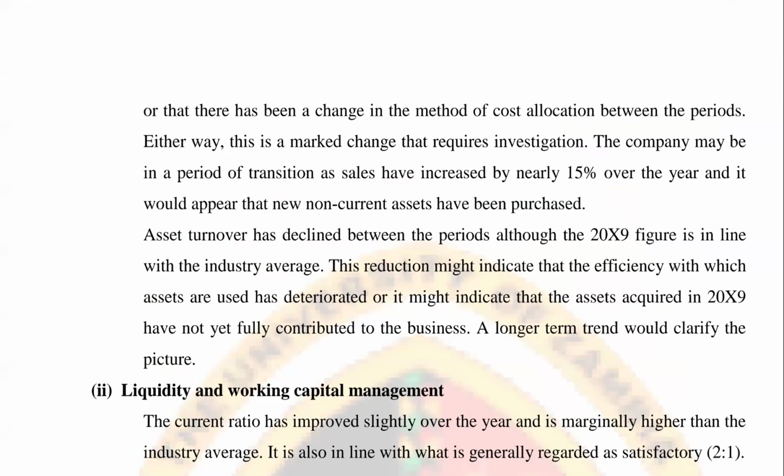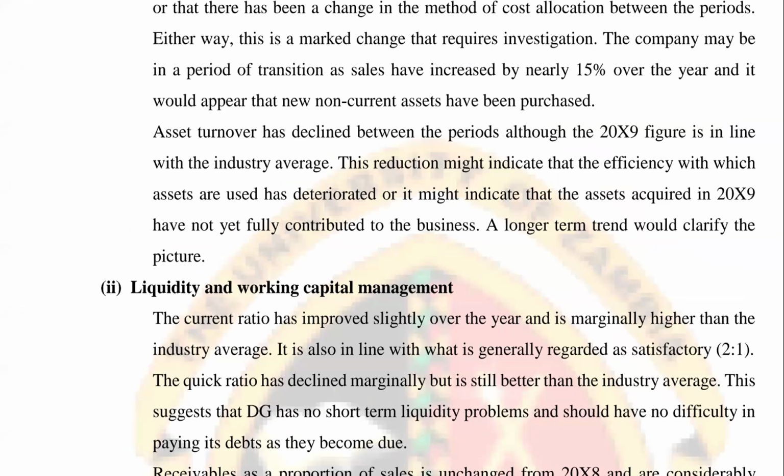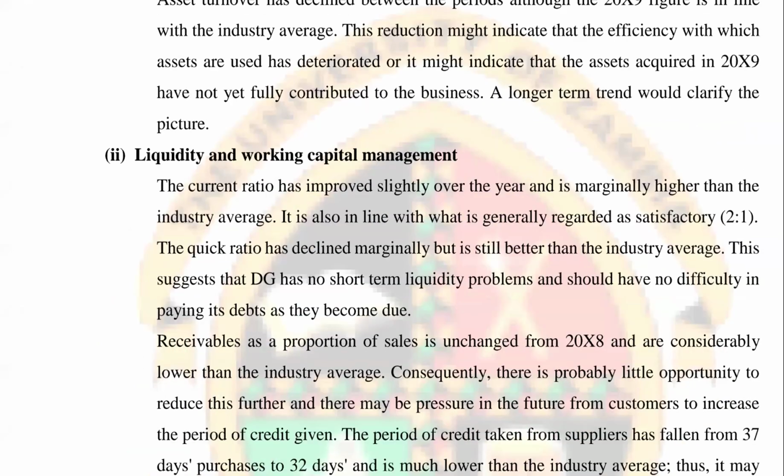And then when it comes to liquidity, they report the current ratio. The current ratio has improved slightly over the year and is marginally higher than the industry, just like that. So there is nothing much that you write, and that's how you write the report to the board of directors after analyzing. Okay.